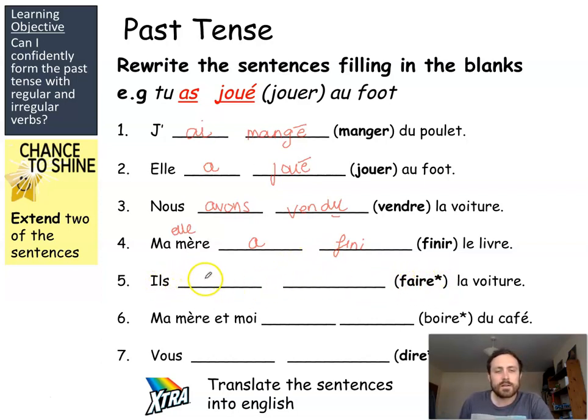Now, ils, so this is going to be ils ont. And be careful with this one. It's not fait, it's fait, F-A-I-T, la voiture. They made the car, that would be.